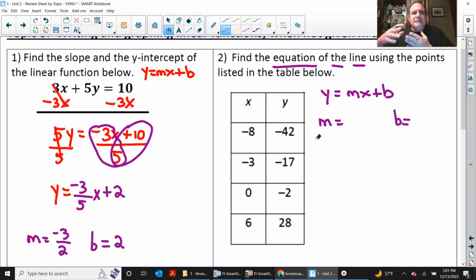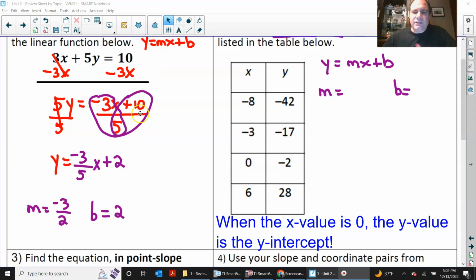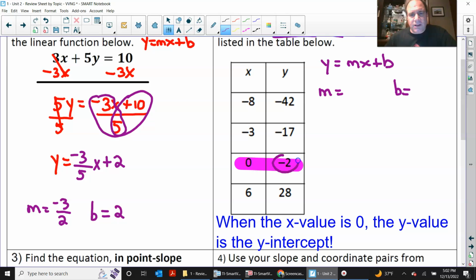When x is 0, the other number is your y-intercept. Okay, let me say it again. When the x is 0, the other number is your y-intercept. So I put it down there. When the x value is 0, the y value is the y-intercept. So I'm going to take a highlighter and just highlight this most important point right here. So we have (0, -2). There's your y-intercept. So it's -2.